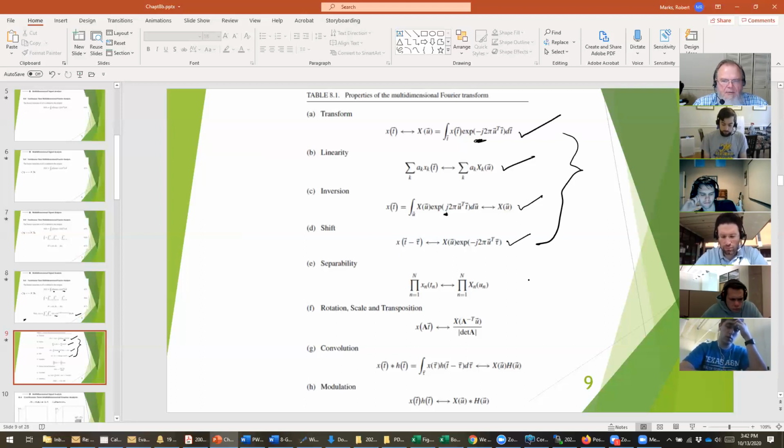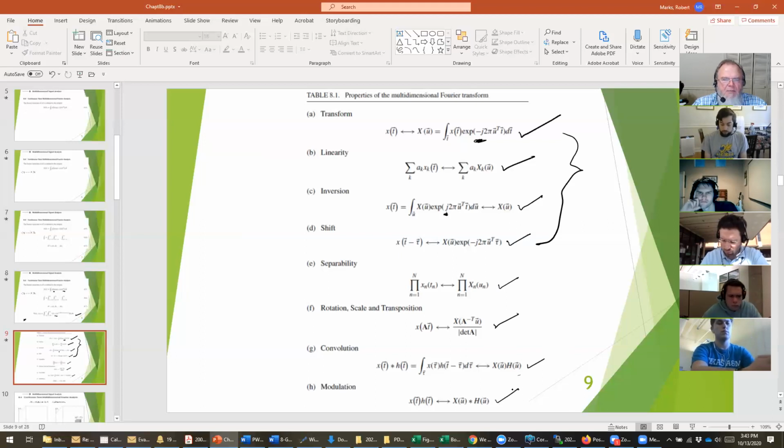At least the notation. Now we're going to get into some more interesting things that happen in higher dimensions that do not happen in one dimension. One is separability. We will talk about that today. Rotation, scale, and transposition, we'll talk about that. I think we'll get to convolution today also. Convolution is a straightforward generalization insofar as the math goes, but I also want to go through the geometry of two-dimensional convolution. And lastly, we have the modulation theorem.